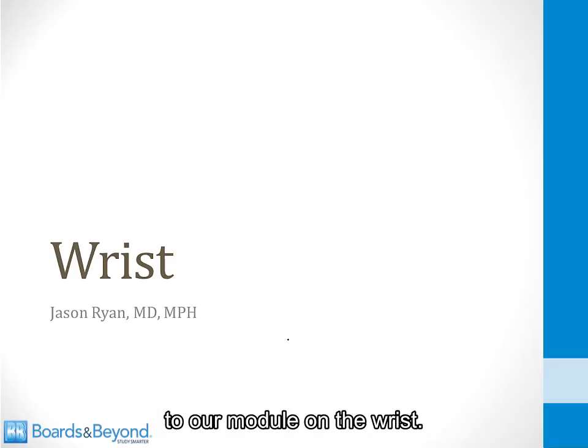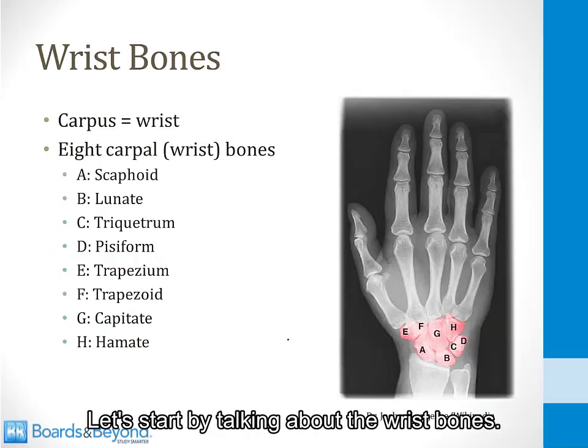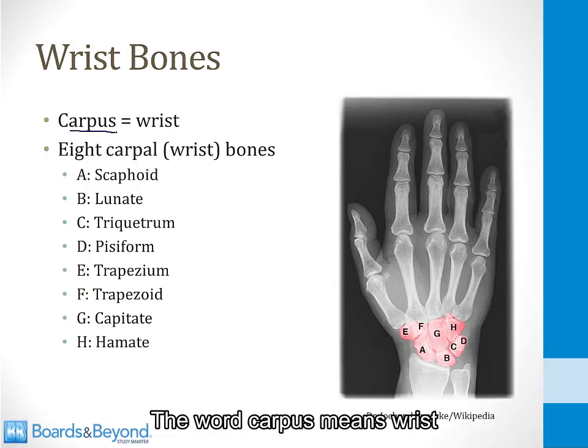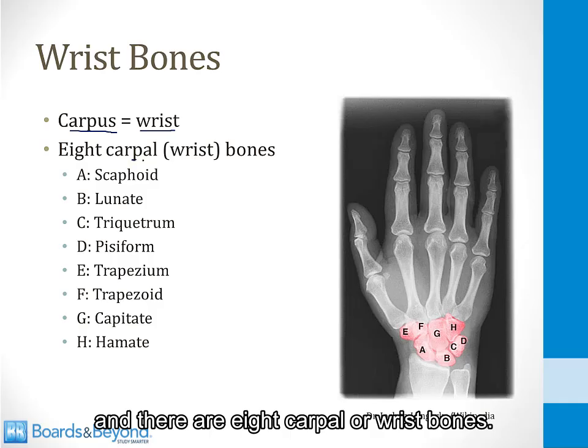Hello everyone and welcome to our module on the wrist. Let's start by talking about the wrist bones. The word carpus means wrist, and there are 8 carpal or wrist bones.